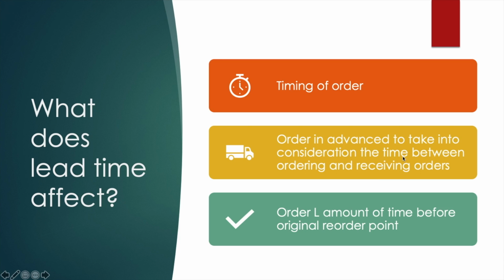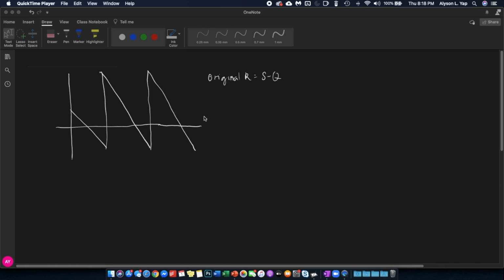And in this case, how much in advance will you be ordering? The L, the lead time that is indicated by your supplier, is the amount of time before your original reorder point. Let me explain via an example. So let's say our model is model number 2, and of course our original reorder point is at S minus Q. So in this case, this is your S. This is your S minus Q.